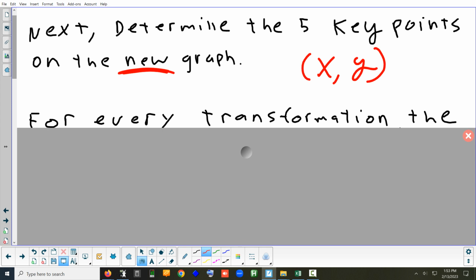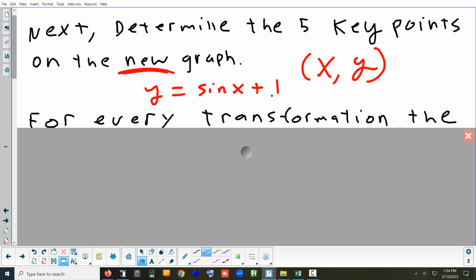For every transformation that we do, we are only changing one of the numbers in the coordinate. For example, that +1 is going to do something. That's a vertical shift. When you shift vertically, it changes the y value, but nothing would happen to the x. That's how every problem is going to be. One value in the coordinate is going to change. The other value is going to stay the same.